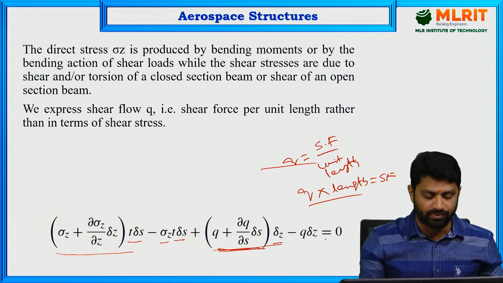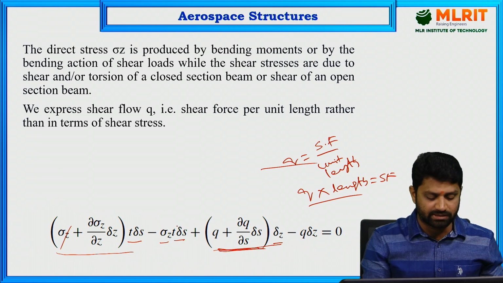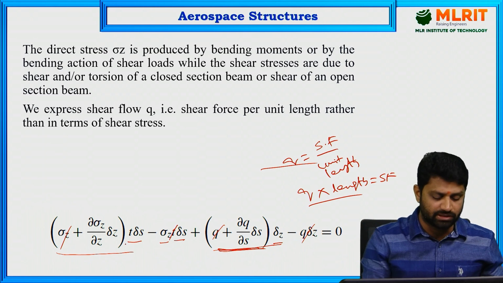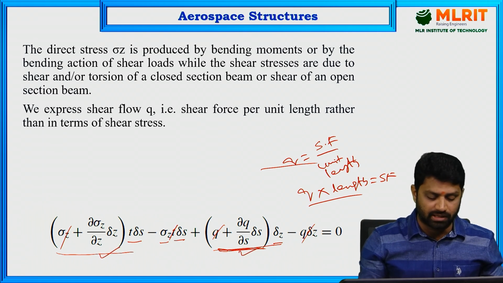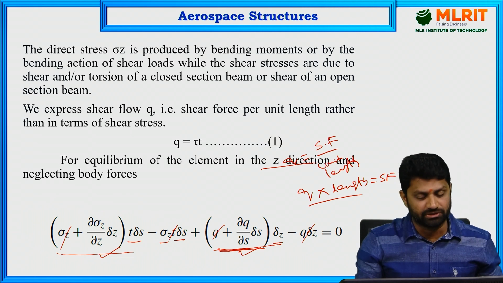So therefore q plus ∂q by ∂s into delta s into delta z minus q into delta z equal to 0. Okay, and in this you can see clearly that sigma z into t ds gets cancelled with this, and q into delta z gets cancelled with this, and you are left with only two terms here. One is this term and the other one is this term, and that is ∂sigma z by ∂z into delta z into t ds plus ∂q by ∂s into delta s into delta z, that is equal to 0. So now we are going to reduce the form of the equation.